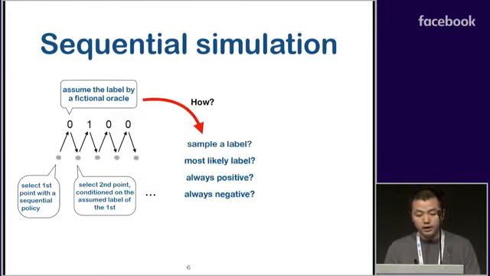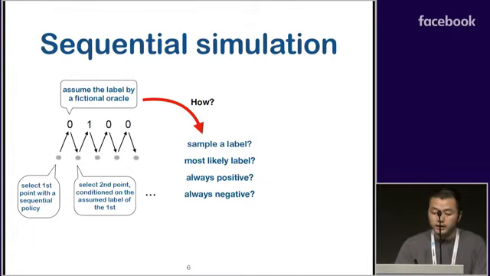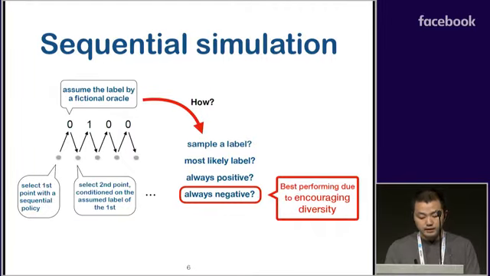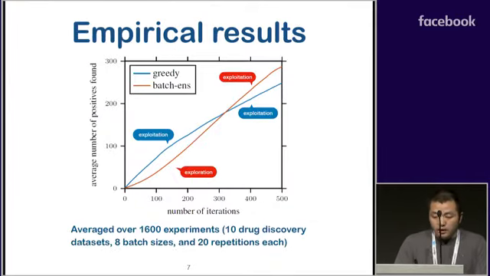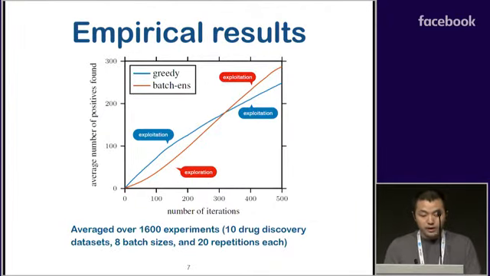For example, you can sample a label. You can use the most likely label or always assume positive or negative. Interestingly, we find always assuming negative performs the best. And this is because assuming negative creates repulsion. And this repulsion encourages diversity of this batch and hence better exploration of the search space. We find that our non-myopic policy improves over myopic ones by a large margin and demonstrates nice exploration-exploitation behavior.